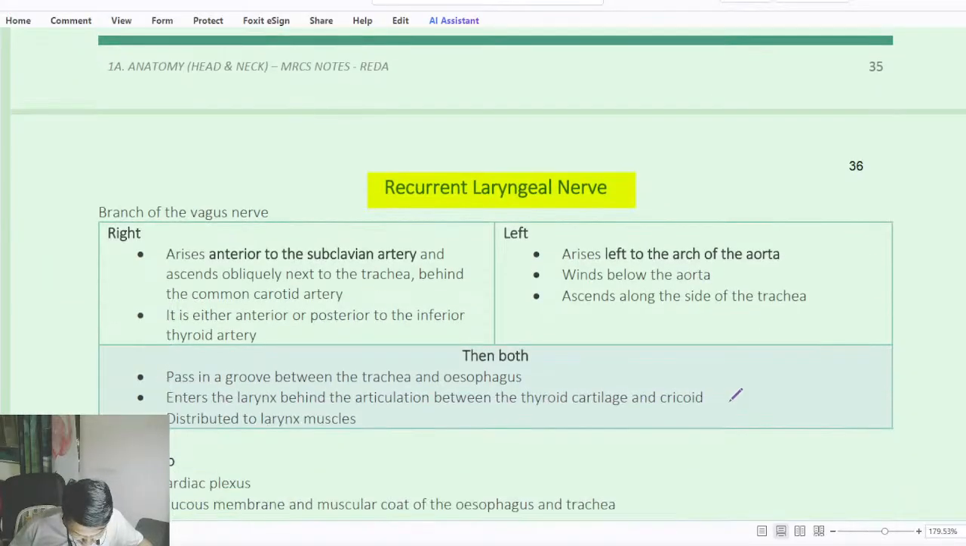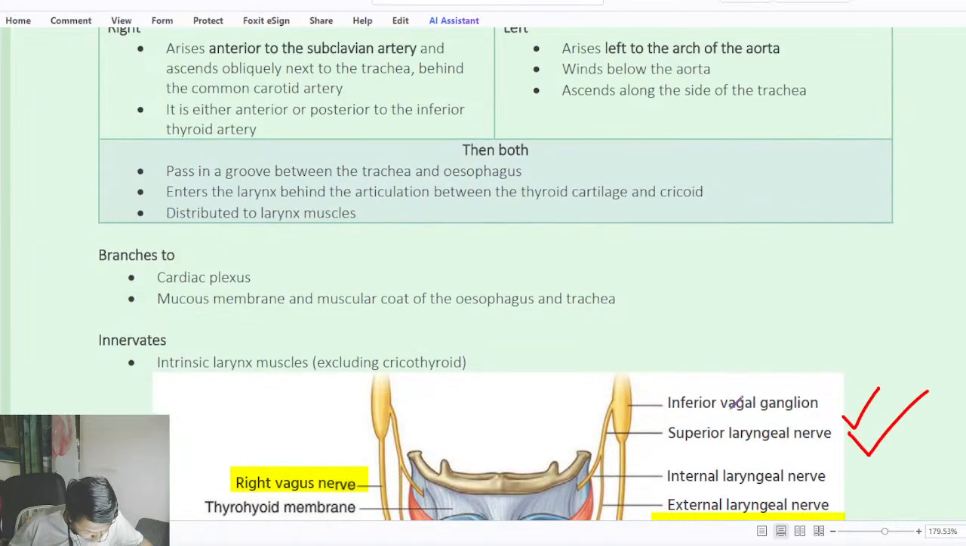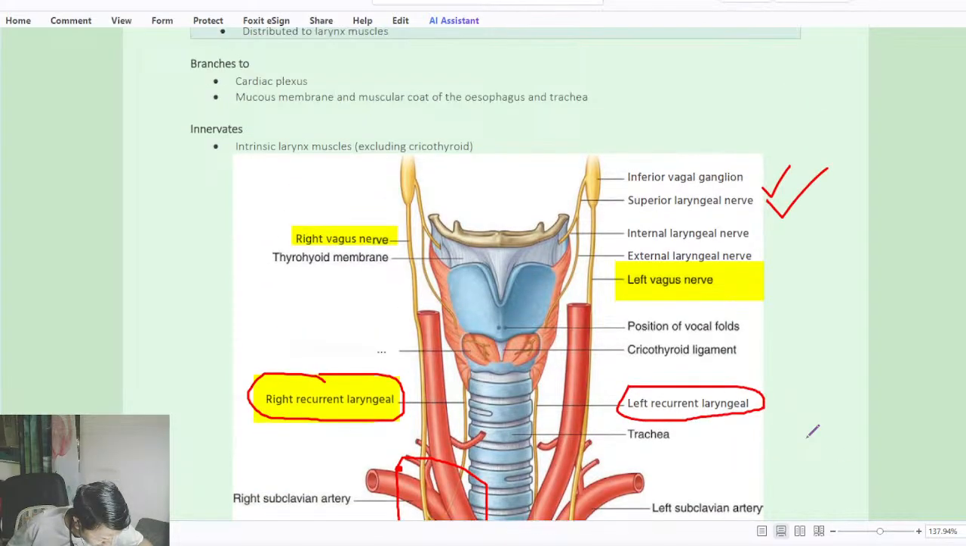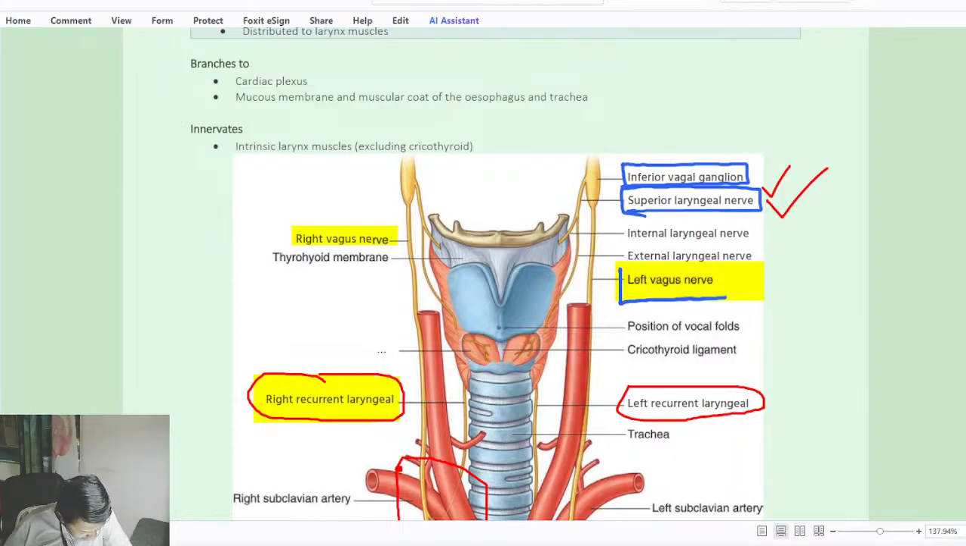Recurrent laryngeal nerve. I try to remember from this picture. This is a summary. See, inferior vagal ganglion. Both sides, we can see only one side. From inferior vagal ganglion, we are getting the superior laryngeal nerve. Also the left vagus nerve. And we have here superior laryngeal nerve.